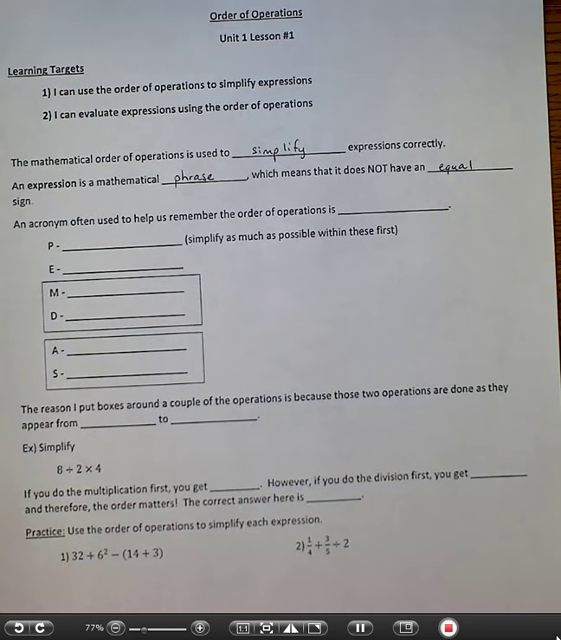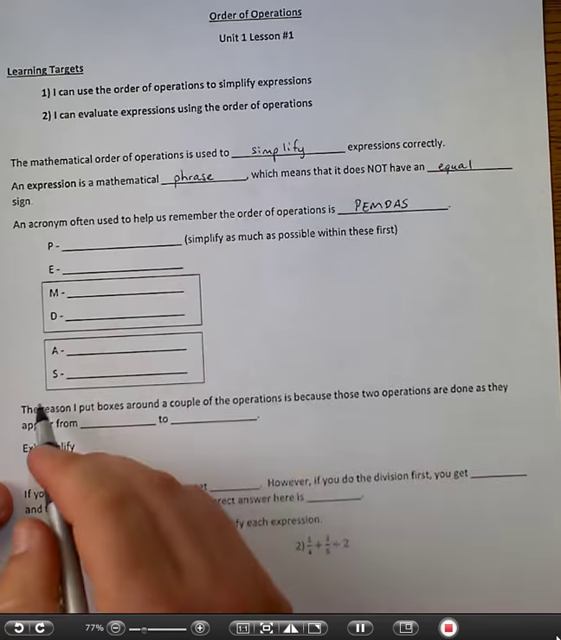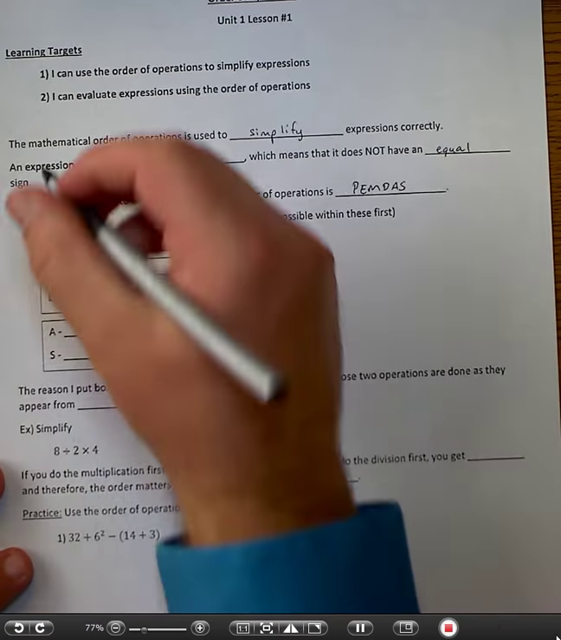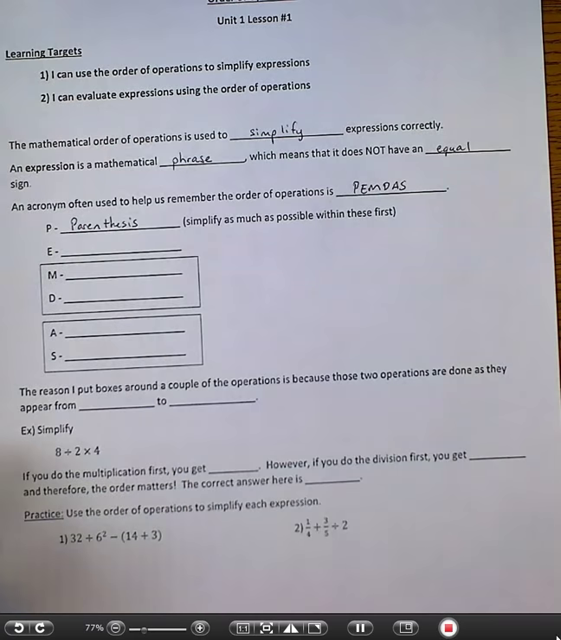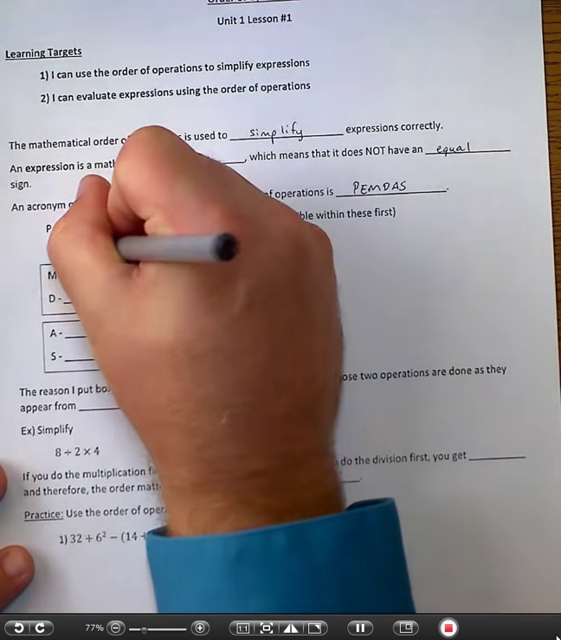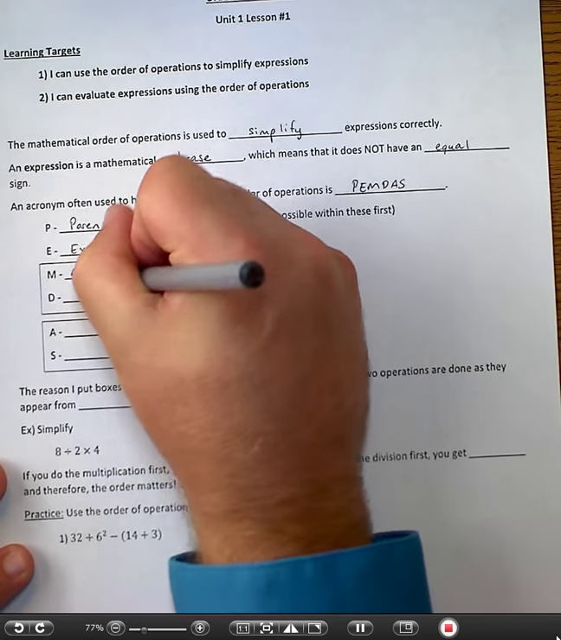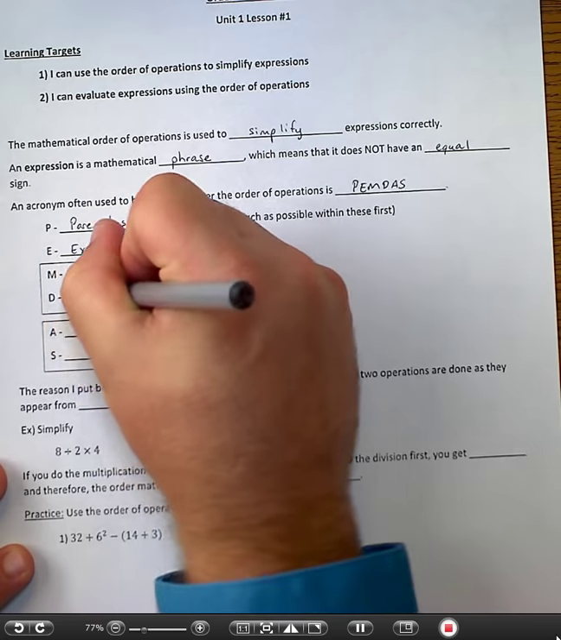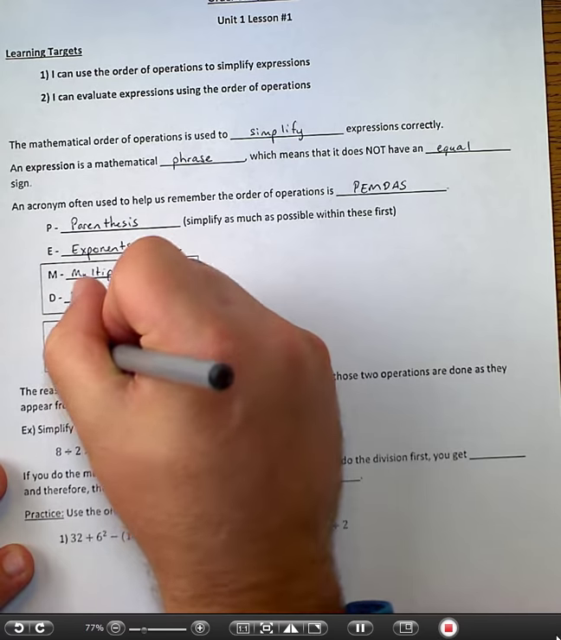An acronym often used to help us remember the order of operations is PEMDAS. You've probably heard it before. If you haven't, it's right there. And what does each one stand for? P is parentheses, which means you simplify as much as possible within those parentheses first. E stands for exponents. M stands for multiplication. D stands for division. A stands for addition. You'll probably guess what S stands for. It would be subtraction.